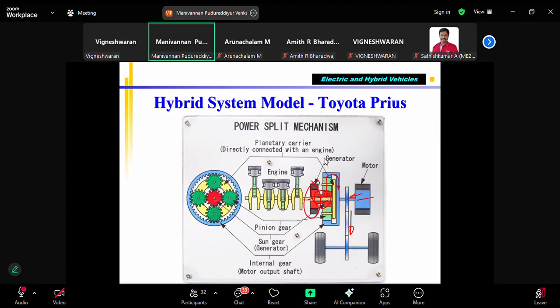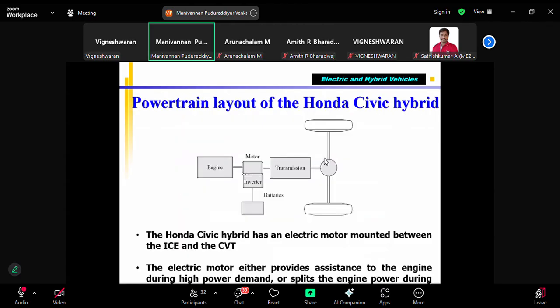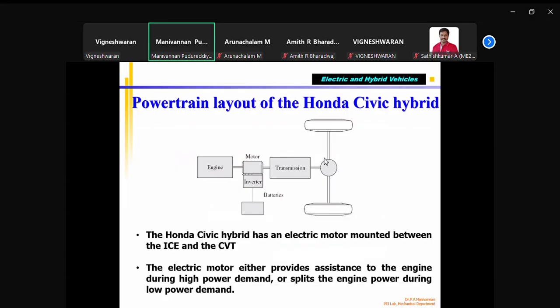This is what the Prius is. This is used by many people. So, same arrangement. Okay. Next one I'm giving. There are many hybrid vehicles. I am not going to show all of them.